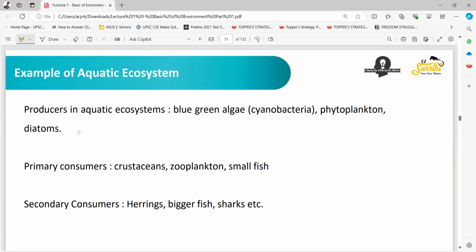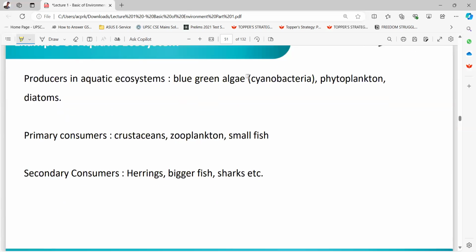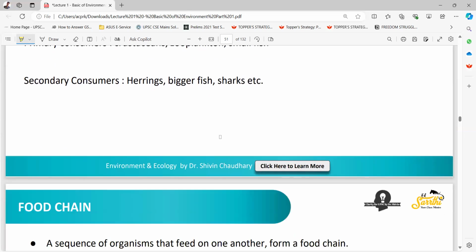Example of an aquatic ecosystem. Producers in aquatic ecosystems are blue-green algae, known as cyanobacteria, then phytoplankton, then diatoms. Primary consumers: crustaceans, zooplankton, small fish. Secondary consumers: herrings, bigger fish, sharks, etc.